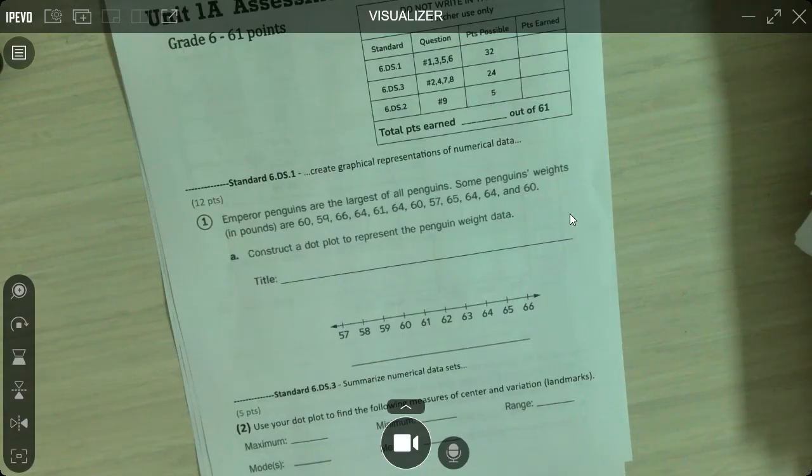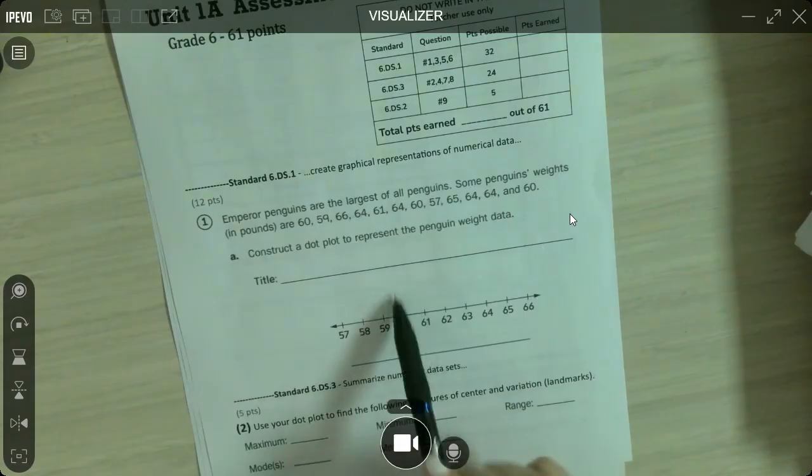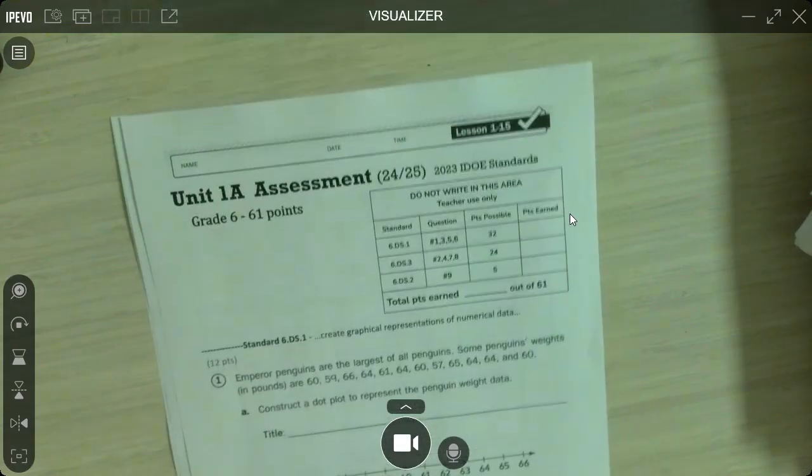Okay. Question number 2, it says use your dot plot to find the measures of center and variation. Okay, that basically means you're going to use this data up here and from your dot plot, and you are going to find the maximum number, which remember is your biggest number, your minimum, which is your smallest number, the range, the mode, and the mean. Okay, so take a minute and go ahead and answer number 2.